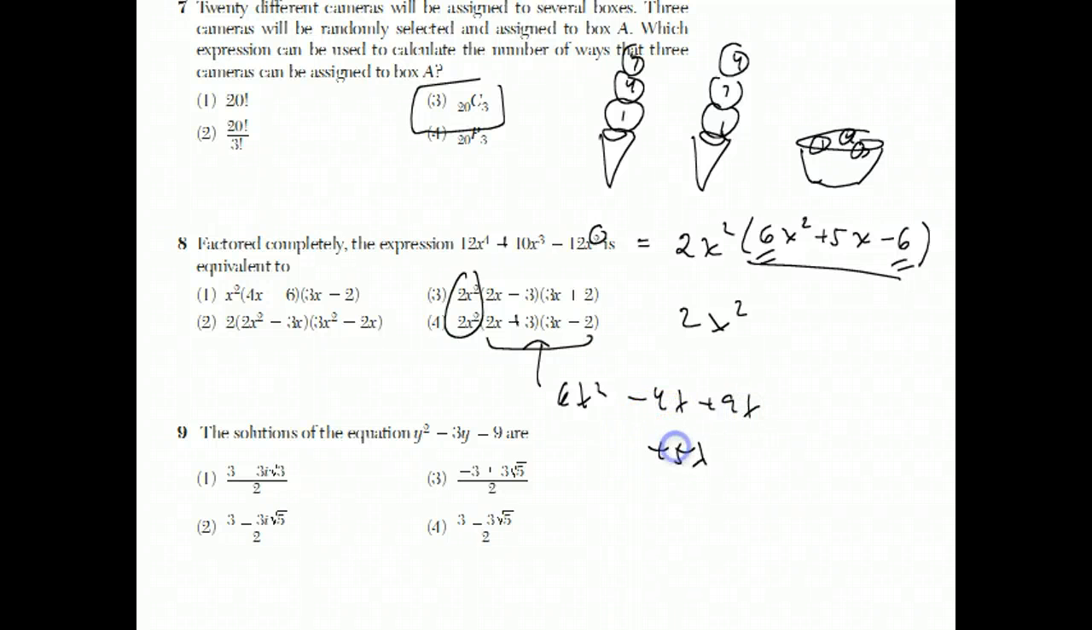x, which is plus 5x like we want, minus 6. That's why that's the answer for number 8. Okay, moving on to question number 9.